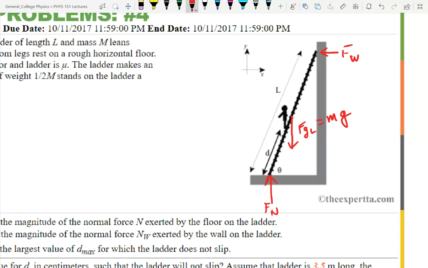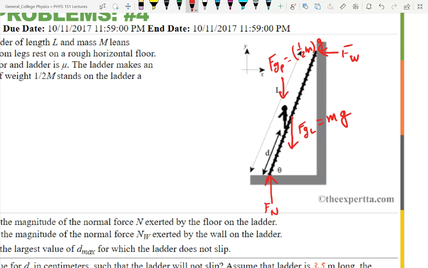Other forces. There are 2 more. Is that including the gravity from the person? Okay, that's one of the 2, and that's the other of the 2. We have the force of gravity on the person, which is equal to their mass, 1/2 m, times g. And then we have the force of friction. Now, a lot of people got this one wrong on the test.